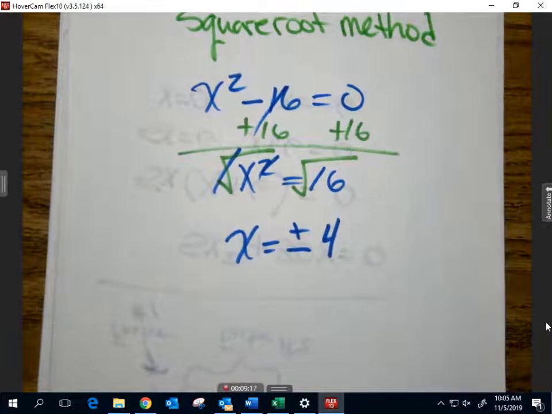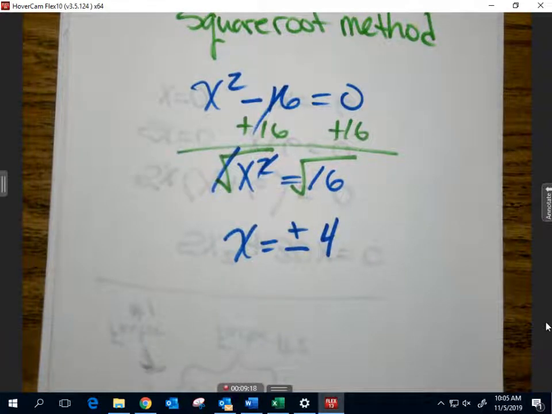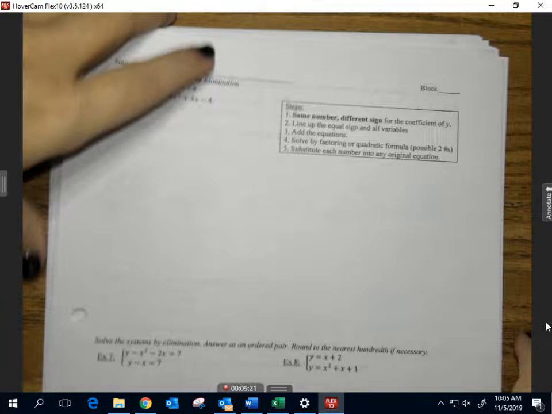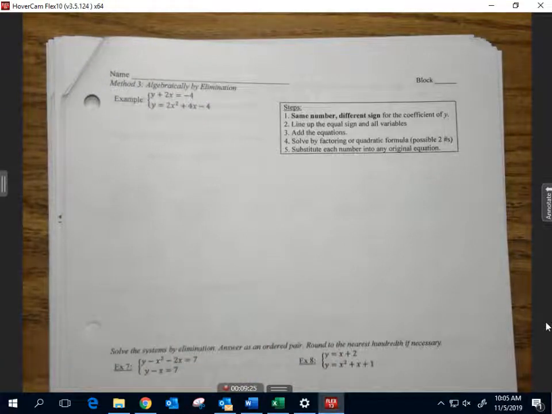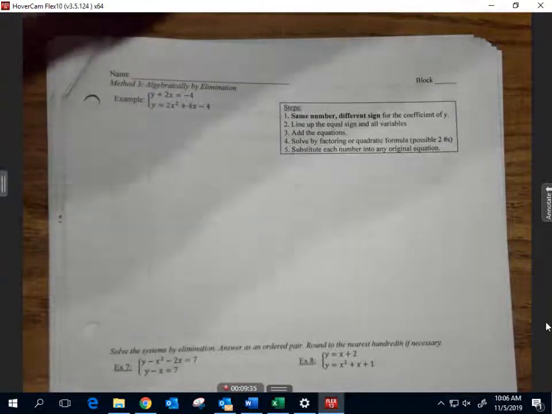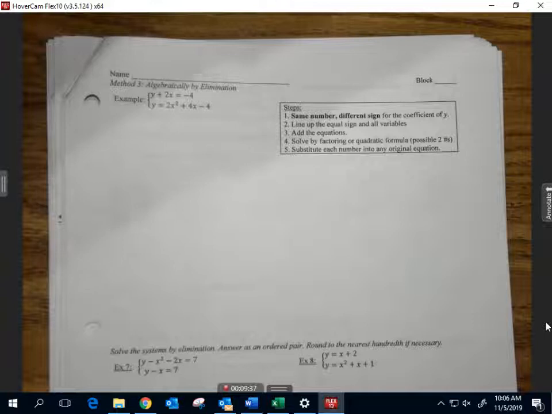Let's go to our notes now. So now we're going to use the elimination method. There are 5 steps, but these steps are not as long as our substitution. So it's not going to be as painful as substitution was.